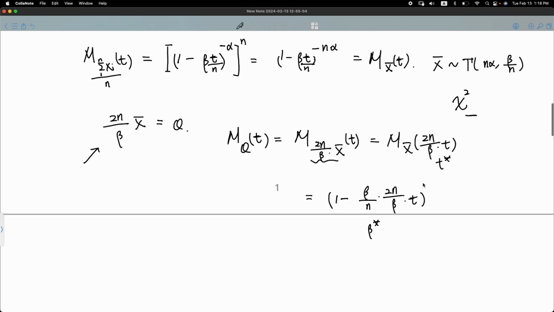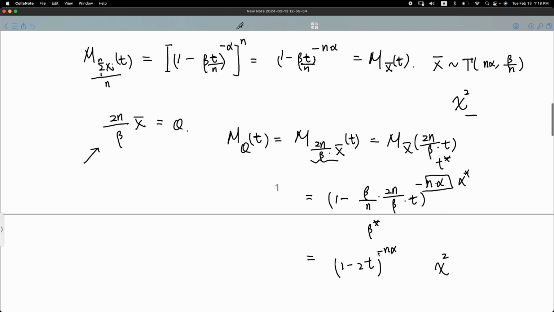And then the alpha stays the same, which is negative n alpha, n multiplied by alpha. So this is the new alpha star. Here, this power is the new alpha star. And after simplifying, we achieve 1 minus 2t raised to the power of negative n alpha. And this is the moment generating function for a chi-square distribution with degree of freedom.